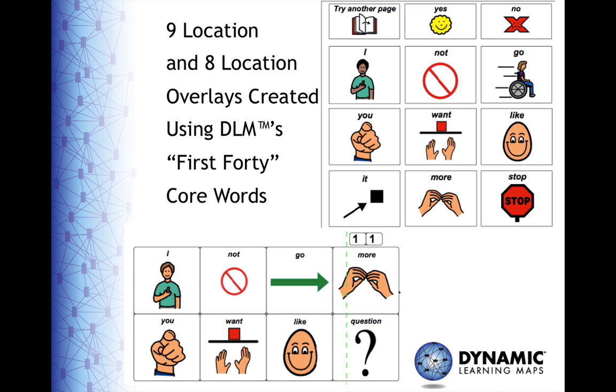For example, here are 8 location and 9 location core vocabulary layouts developed by the speech-language pathologist and the emergent literacy coach from Fletcher Miller School in Jefferson County, Colorado. They used Mayer-Johnson's Boardmaker symbols to create overlays for the Tech Talk 8 and Attainment's Go Talk 9. These and other communication layouts will be posted on the DLM Virtual Community of Practice for your use.